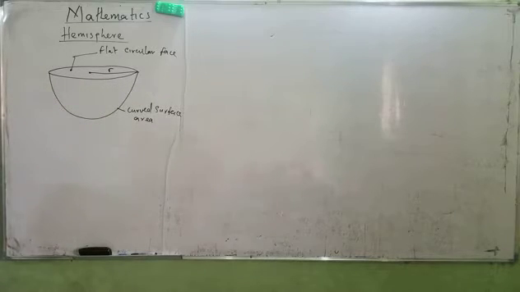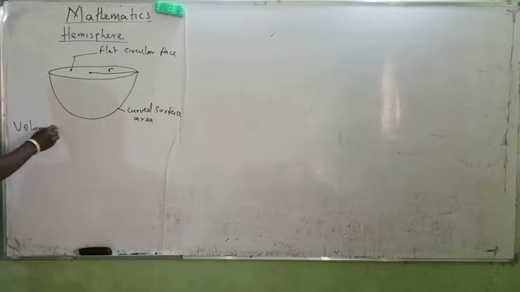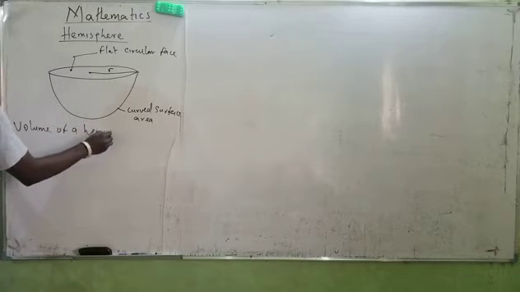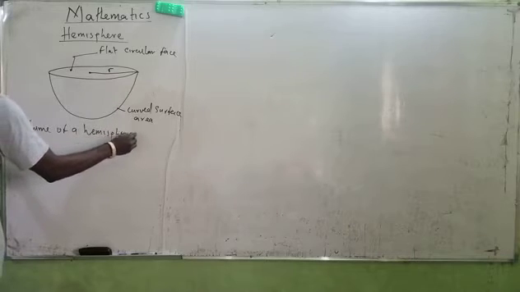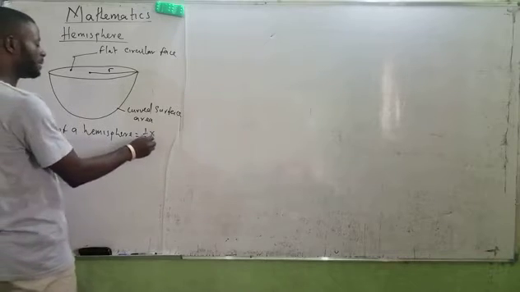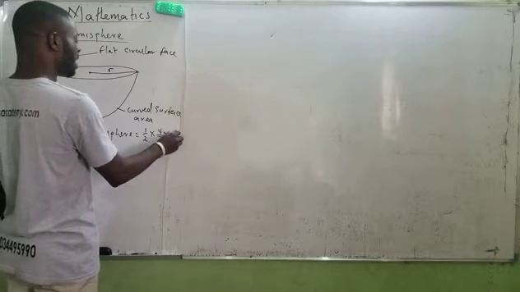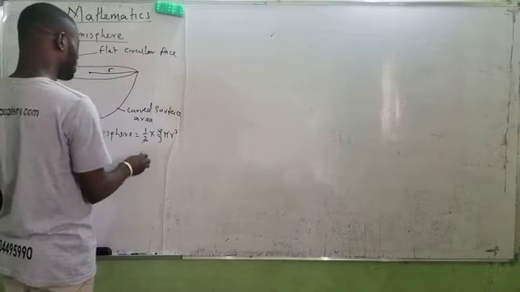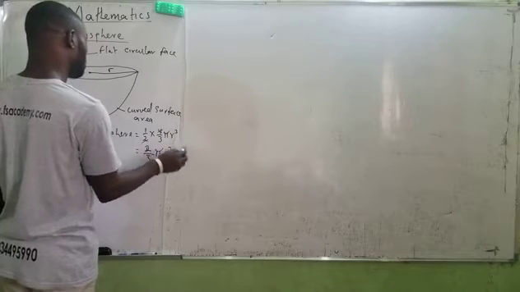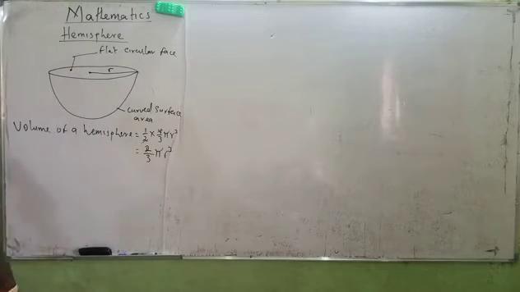What we just need to understand here is that the volume of a hemisphere will be equal to 1/2, because the ball has been cut off, multiplied by 4/3 pi r cubed. Here 1, here 2. It means it will be equal to 2/3 pi r cubed. That is the volume of the hemisphere.